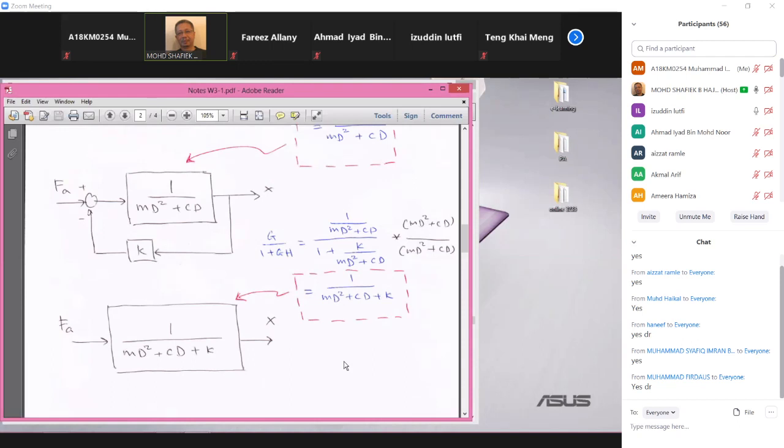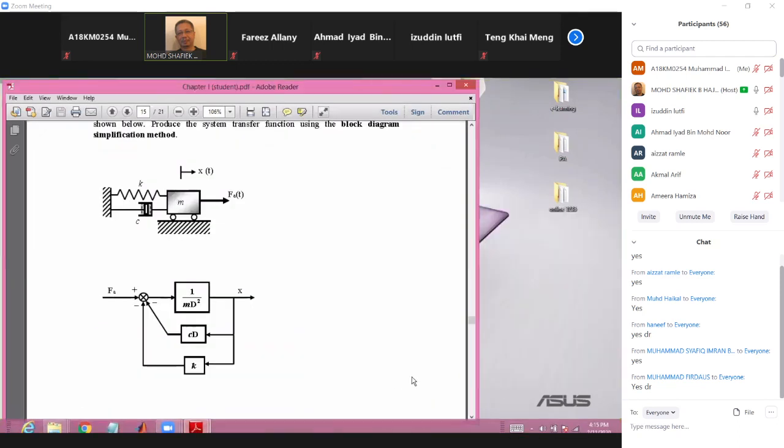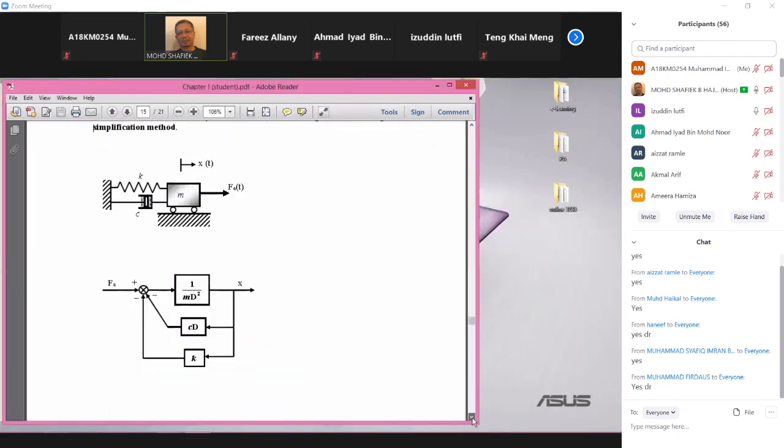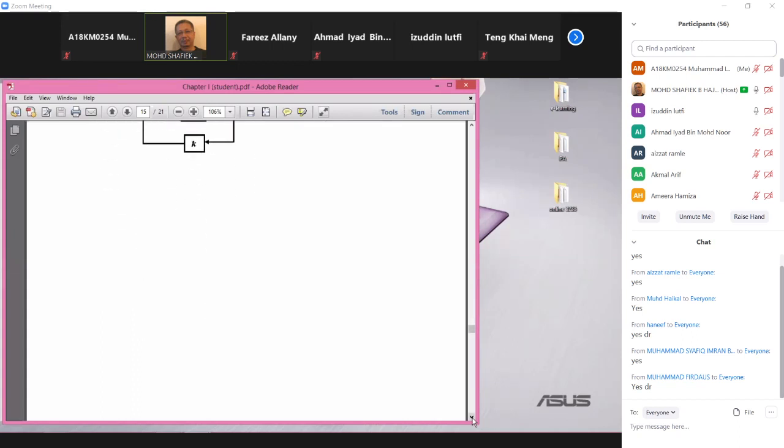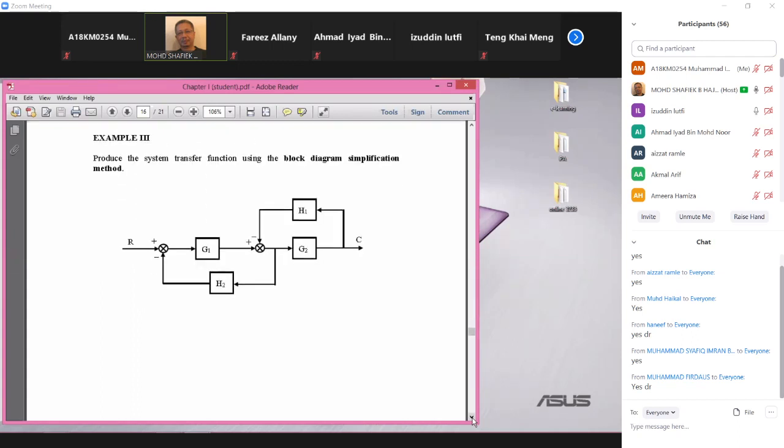All right, so let us go to the next question. Next example. All right, so example 3. Produce the system transfer function using block diagram simplification method. So we have this block diagram. This is a block diagram that we have.